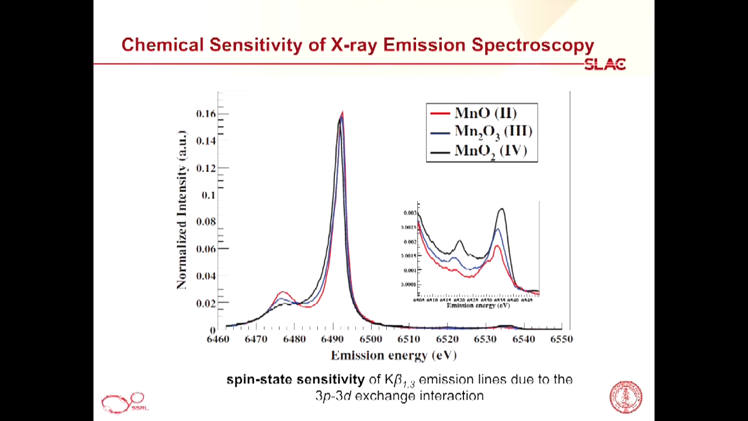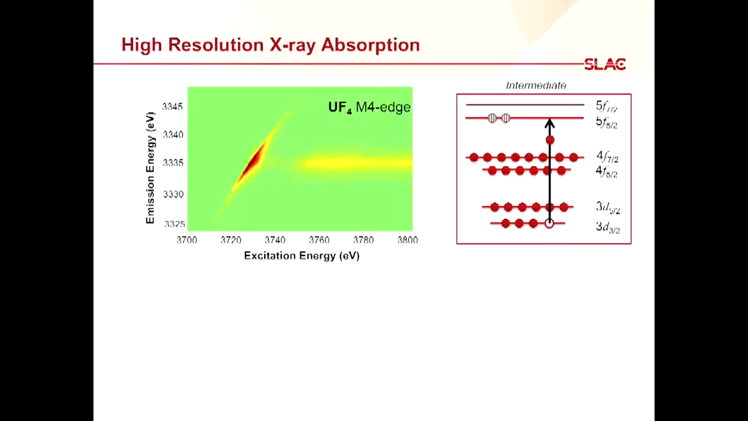So up to now, I talked about the X-ray emission side, which is the relaxation channel, and the X-ray absorption channel, which is the excitation channel. Another way that we can see these things a little bit together is in what we call an inelastic scattering scheme, or in the scheme where we can both scan the incident.